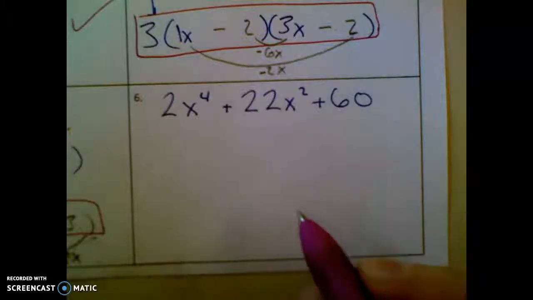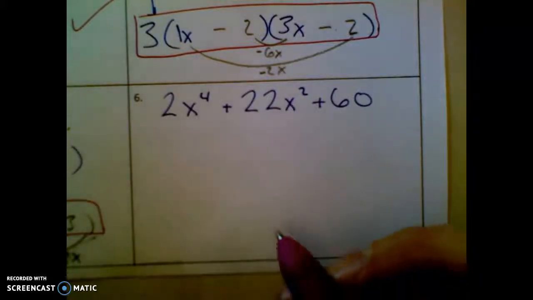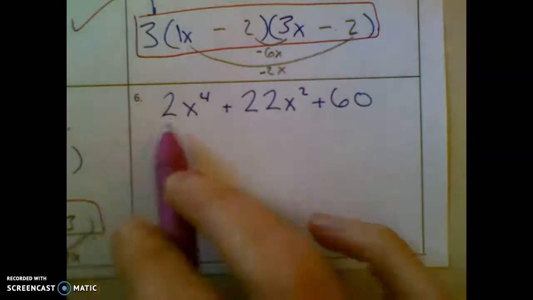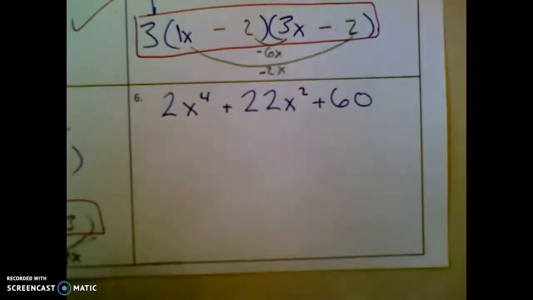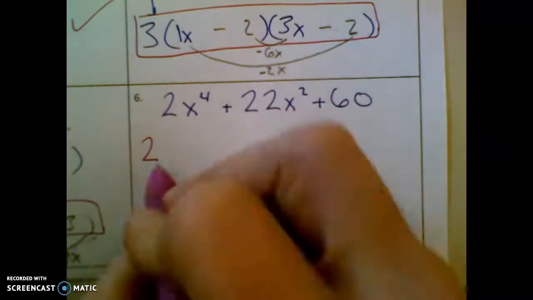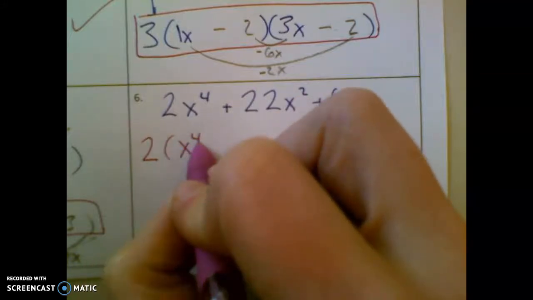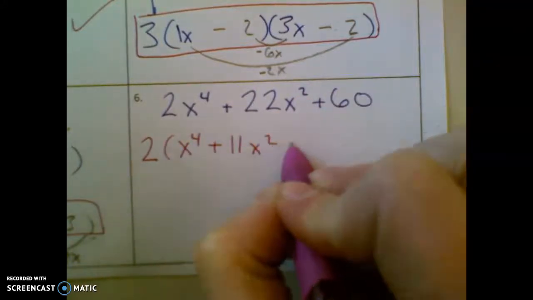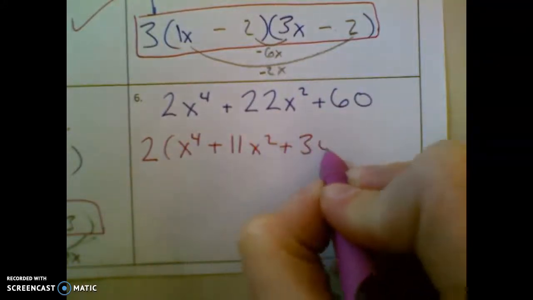All right, so question number 6. Again, the first step is to factor out the GCF. So looking at our numbers, the smallest number is 2. 2 goes into all of them. Therefore, 2 is a GCF. X to the 4th, x squared, nothing. So we're going to be left with x to the 4th plus 11x squared plus 30.